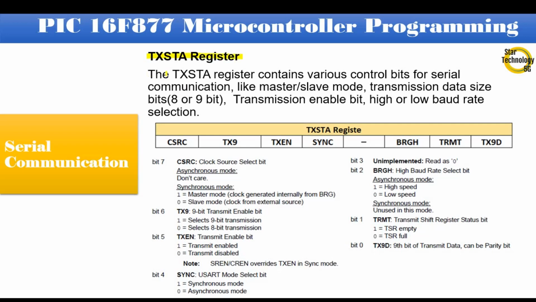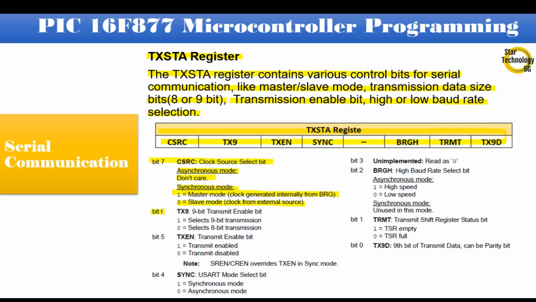TXSTA Register. The TXSTA register contains various control bits for serial communication, like master/slave mode, transmission data size bits, 8 or 9 bit, transmission enable bit, and high or low baud rate selection. It is the TXSTA register. Bit 7 CSRC, clock source select bit. Don't care, not used in asynchronous mode. Synchronous mode: 1 equals master mode, clock generated internally from BRG. 0 equals slave mode, clock from external source.